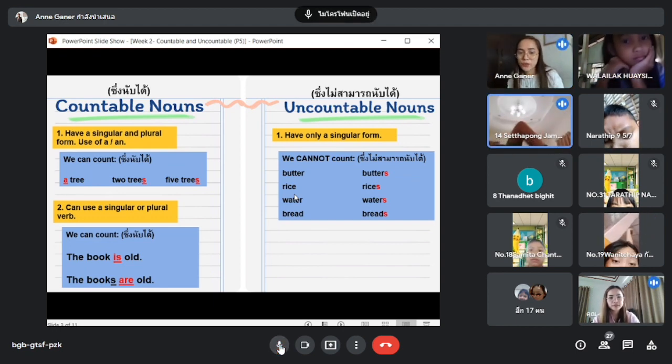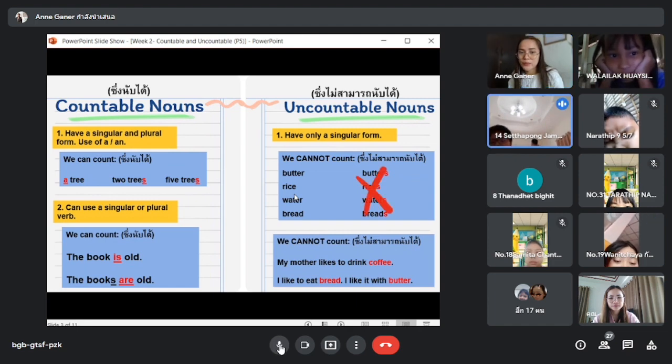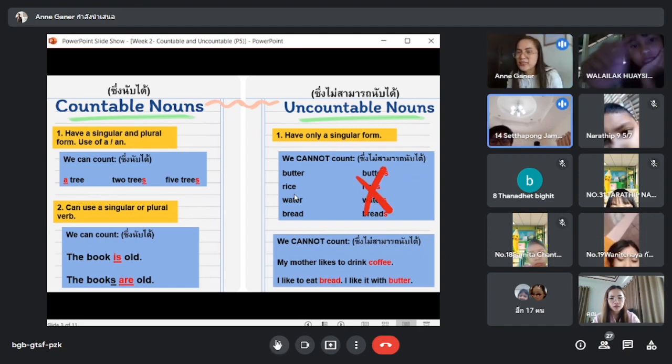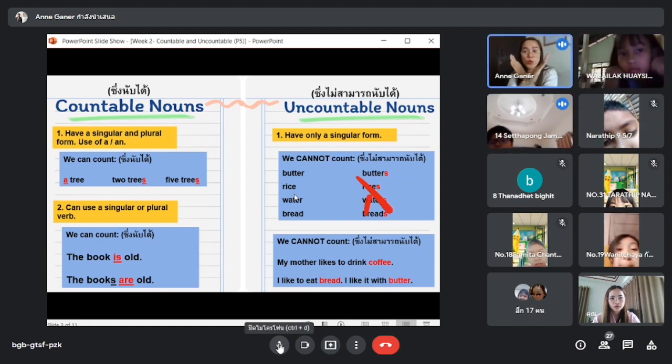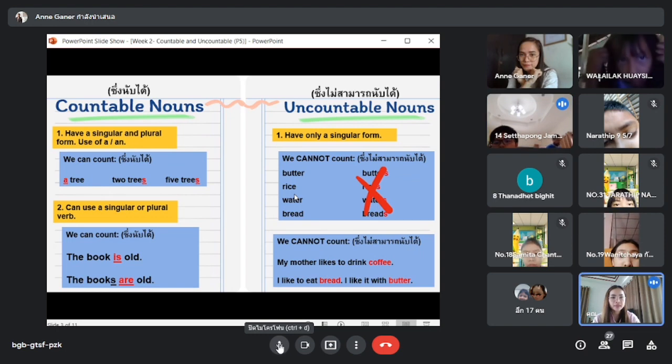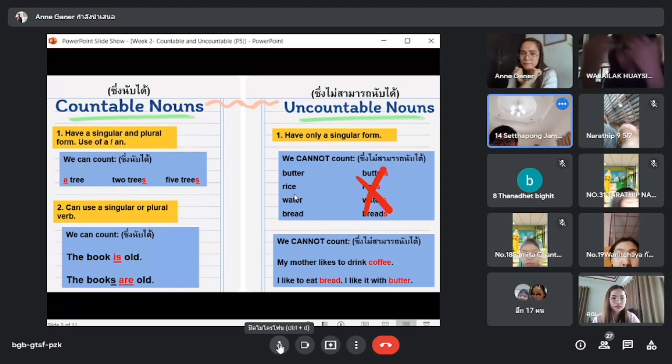Okay, let me give you more examples. So you will not use this one: butters, rices, waters, breads. No. Can you add S to uncountable nouns? No.